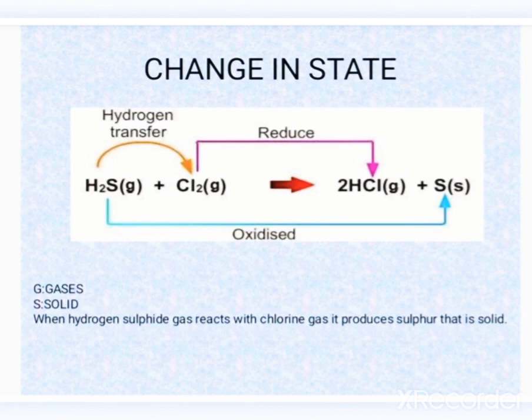This reaction is a very good example: hydrogen sulfide reacting with chlorine. Can you see beside them, in both places, it is written G. G stands for gases. When they both react, it produces what? Hydrogen chloride plus sulfur. Now this hydrogen chloride is again a gas, so it is mentioned G, and this sulfur turns into a yellow solid. Now can you see when both the gases are reacting, it is forming a gas as well as a solid. So sometimes in a chemical reaction, the change in state also takes place.